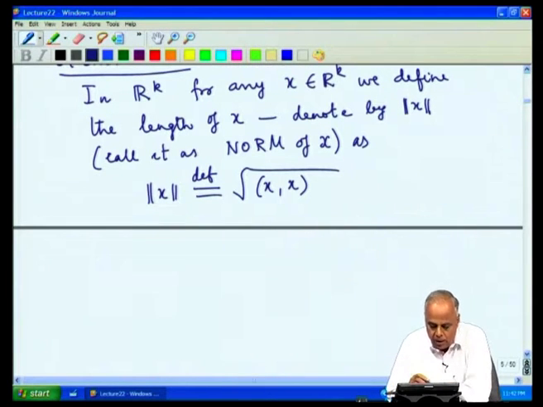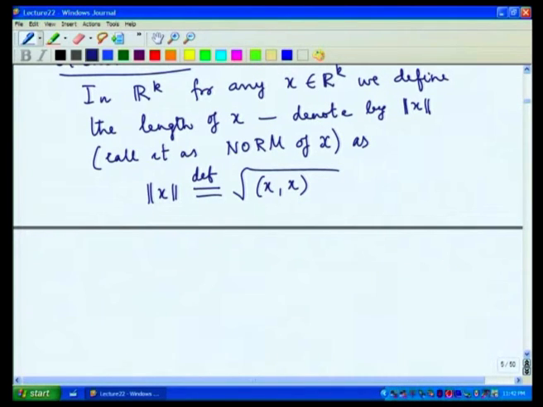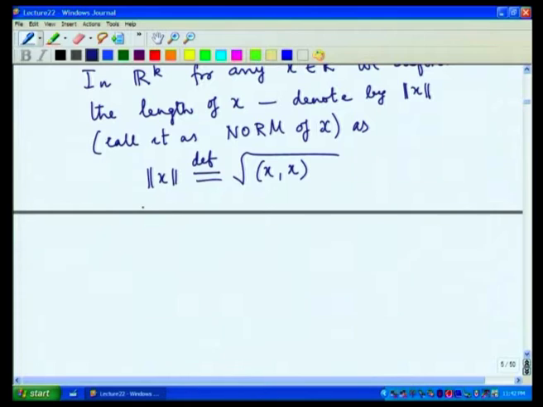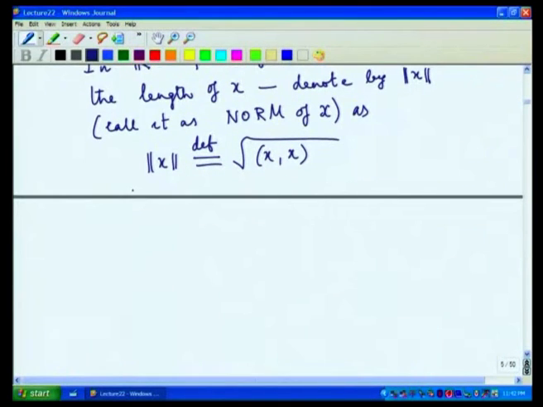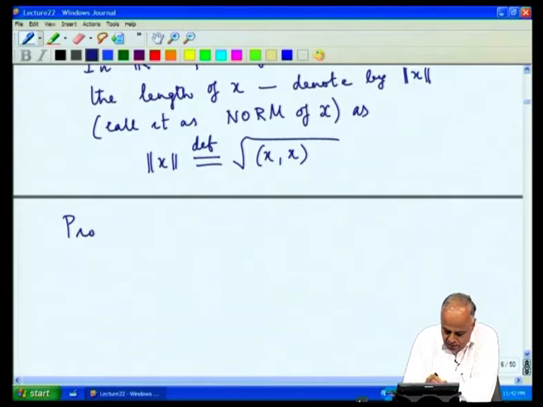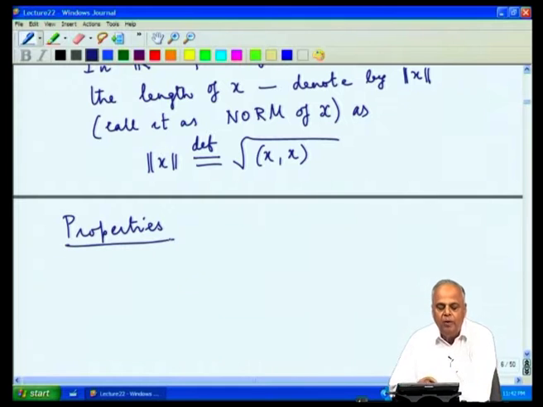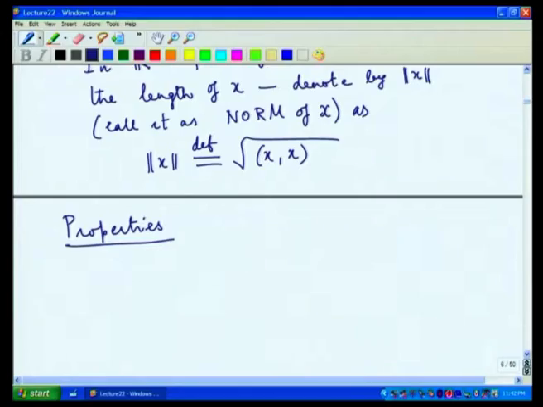However, you may wonder, there are two square roots, plus and minus, which one do I take? Since we want the length to be non-negative, we do not want negative lengths, therefore we always take that square root which is not negative. Okay. Now, what are the properties of this length? This way of defining the length, since we have generalized from R 3, the properties of the length in R 3 are carried over to the properties of the length in R k.